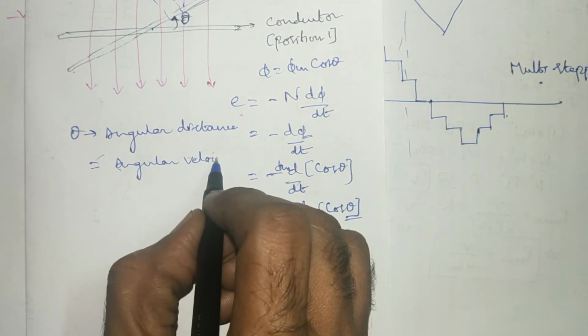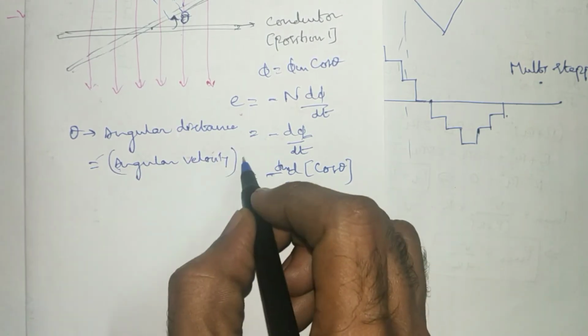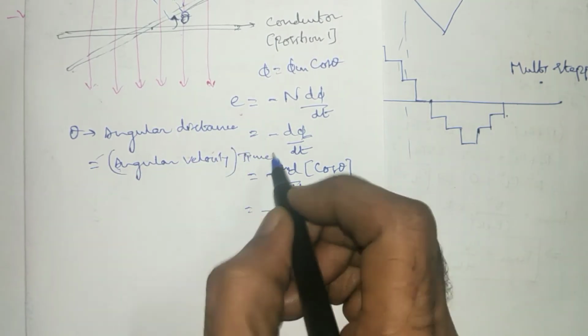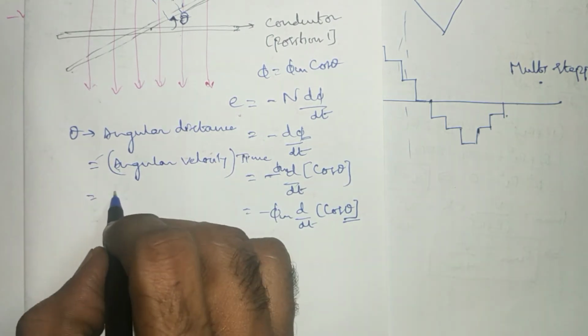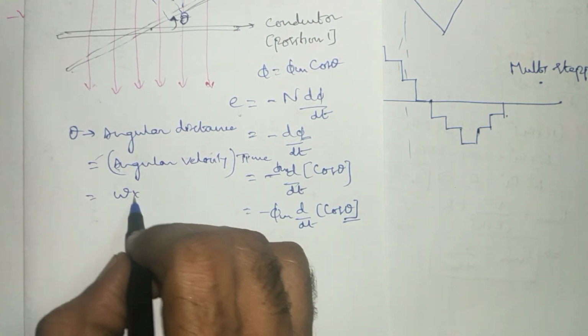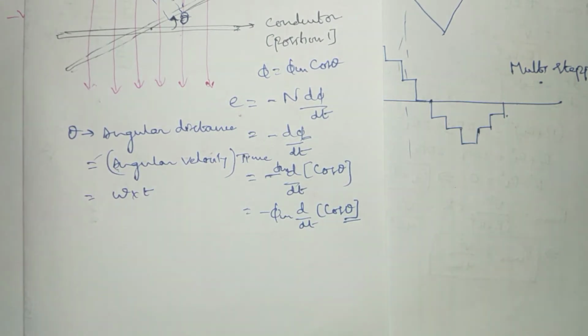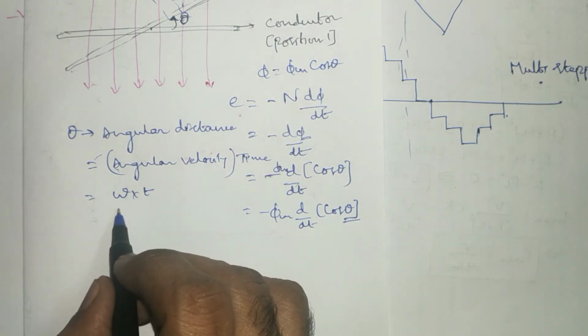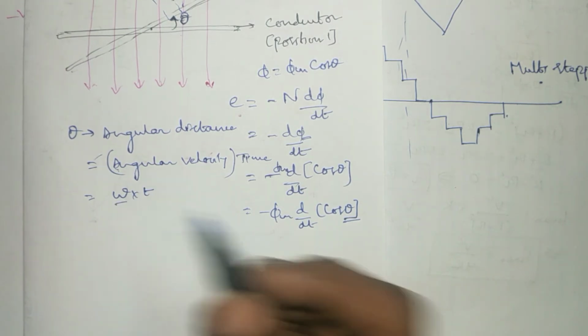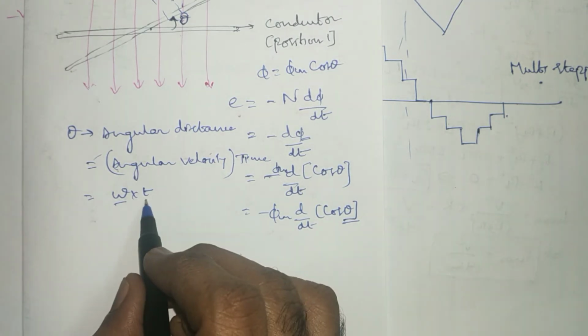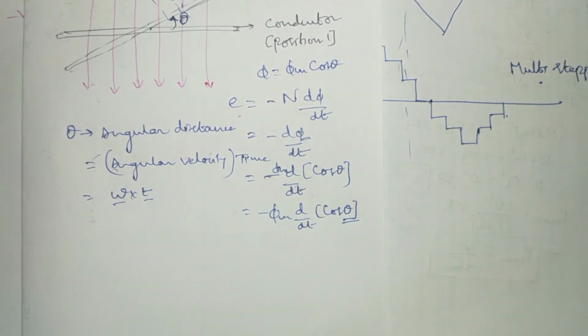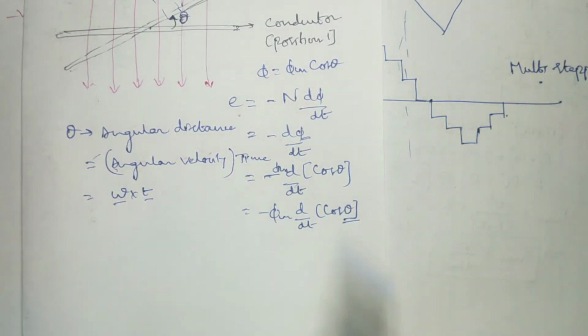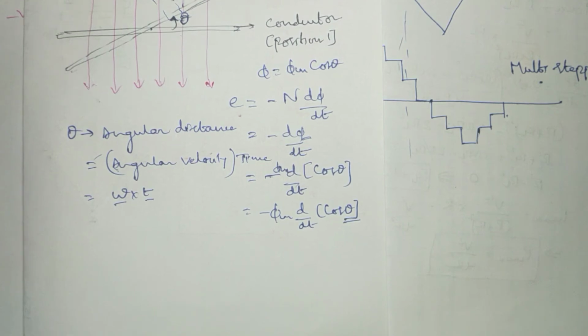Angular velocity multiplied by time. So generally the angular velocity is considered as omega multiplied by time t in seconds. Omega is going to be expressed in radians per second and time is going to be expressed in seconds, so that ultimately we get theta in radians.